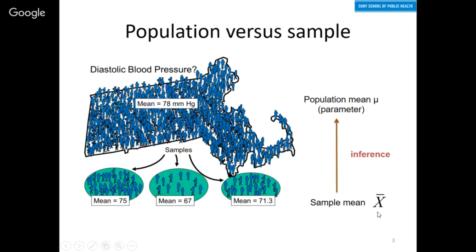Again, we use Roman letters for properties of samples, and we use Greek letters for properties of populations. So a sample mean, this is X bar, and a population mean, this is mu. And things referring to the population are sometimes called parameters, population parameters. And inference is taking something observed from a sample and inferring about the population from that little bit of data that you have from the population.